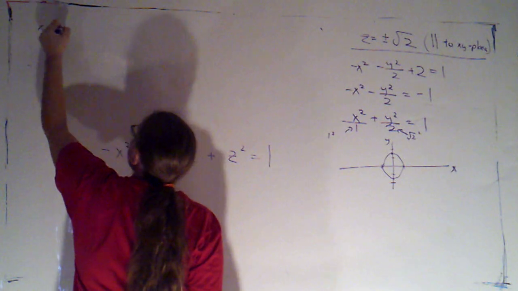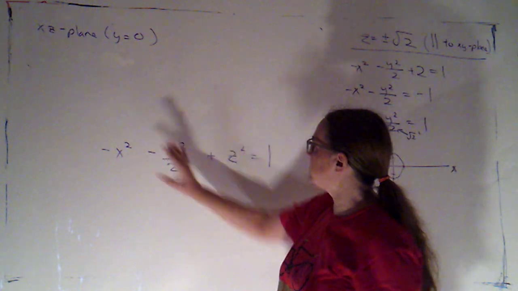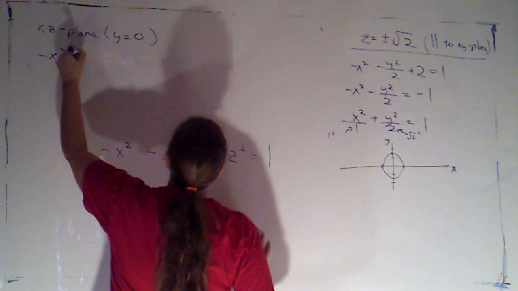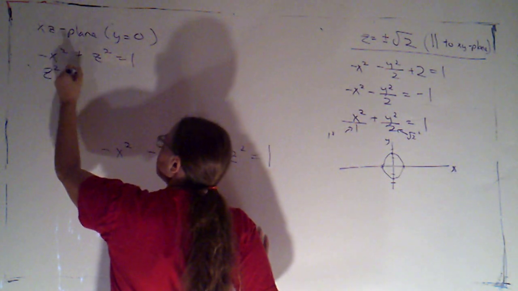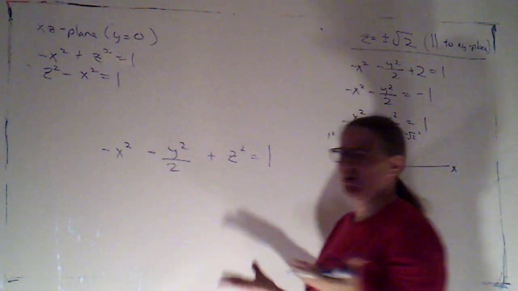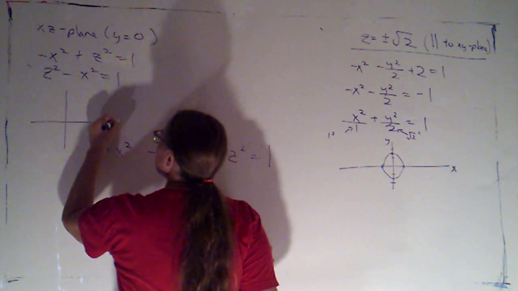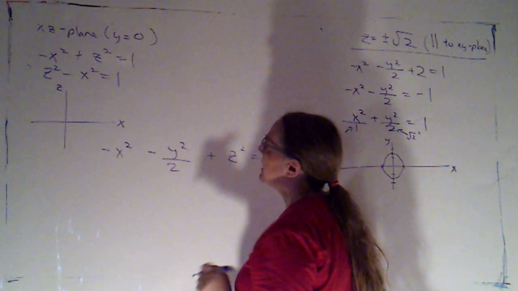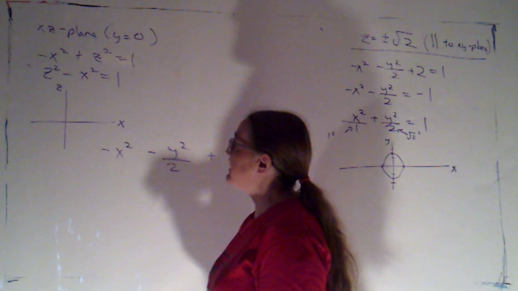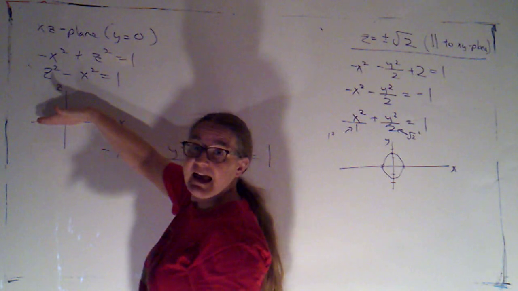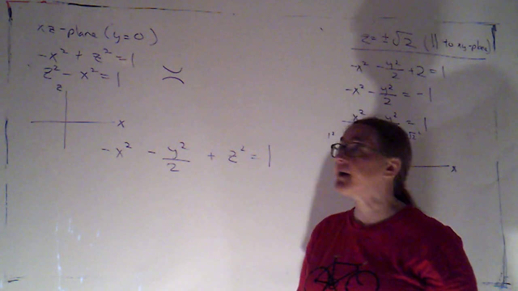So for the xz plane, that means y is equal to 0, so that's going to kill off that term. So I'm going to have negative x squared plus z squared equals 1. I might choose to rewrite that as z squared minus x squared equals 1, just because I'm used to having the positive term first, although I don't need to. So here we're in the xz plane. And remember, that positive term can't be 0. So z can't be 0, but z equals 0 would be the x-axis. So that tells me that my hyperbola is going to have a top and a bottom branch.